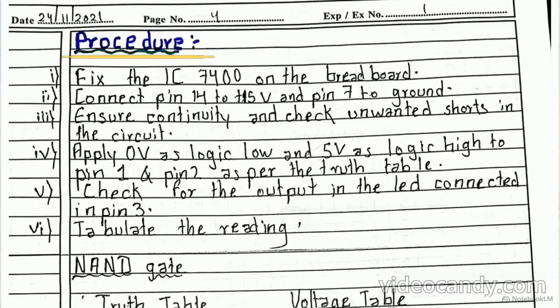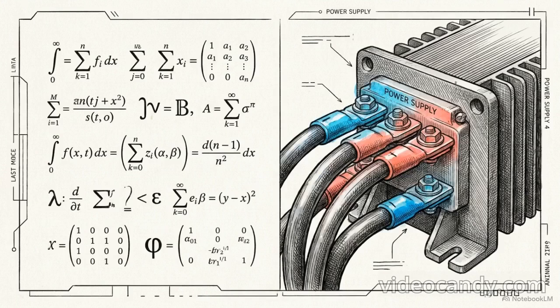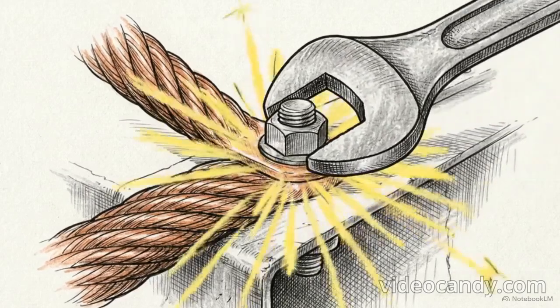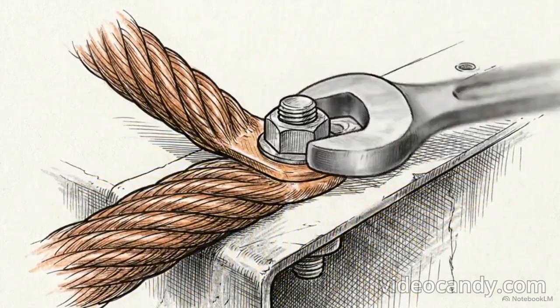Looking at the procedural notes for the bench test, we see the actual logic path. Once powered, the test involves feeding 0 or 5 volts into pins 1 and 2, and checking the output on pin 3 by connecting it to an LED indicator. In theoretical math, logic simply exists, but in physical engineering, establishing a stable power supply and solid ground is the non-negotiable prerequisite. Without it, the hardware cannot execute a single Boolean function.